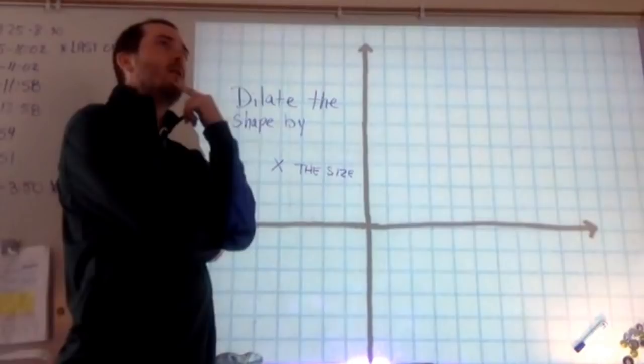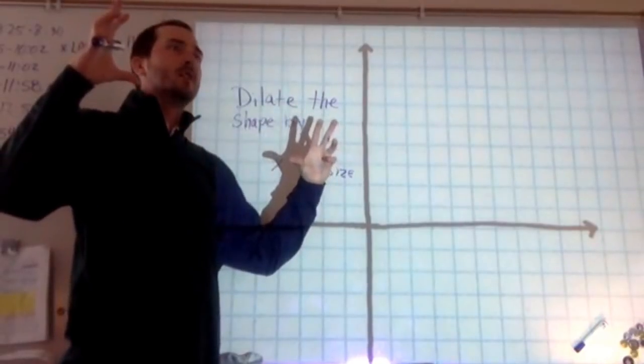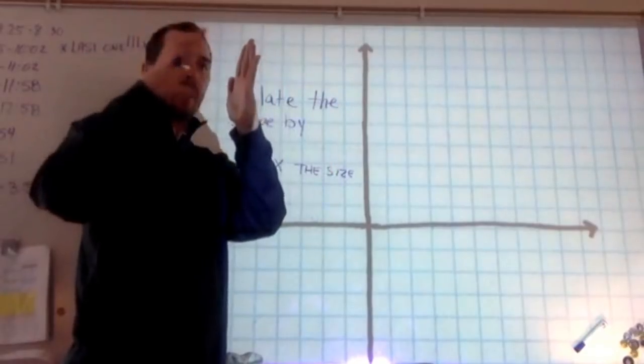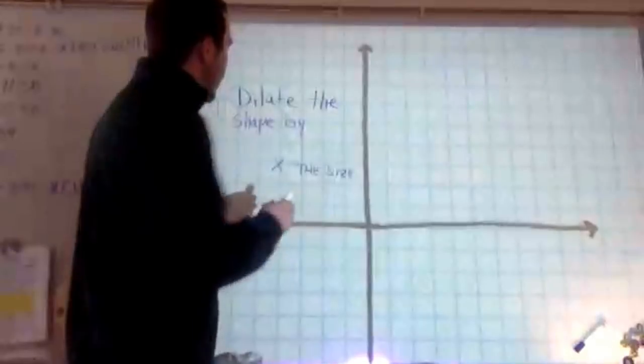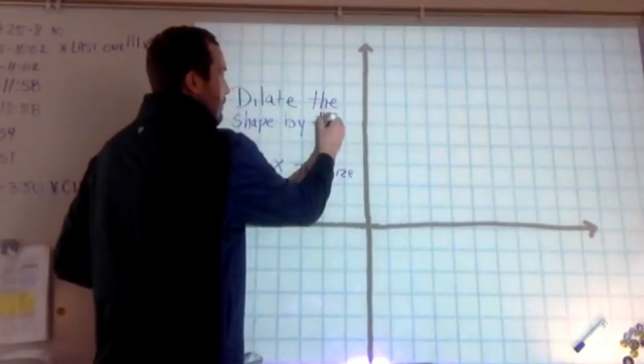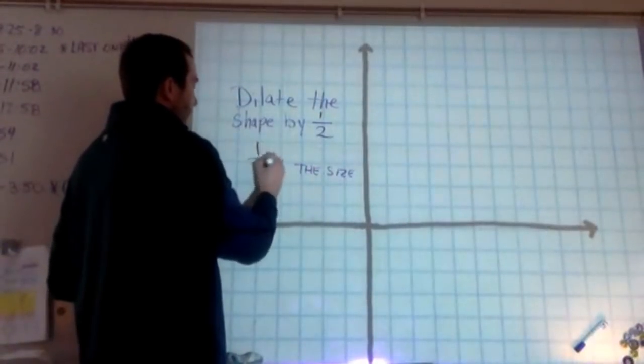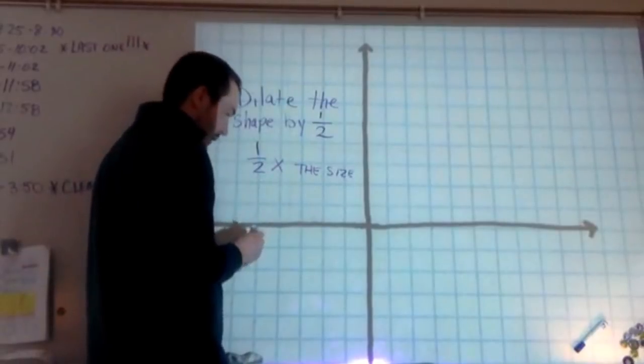What is small? So I have a whole pizza. That's 1 whole pizza. Well, what's half? Oh, half of the pizza. How do I write that? Well, I write it as a fraction. So I want to dilate the shape by 1/2. So I'm going to make it 1/2 times the size.